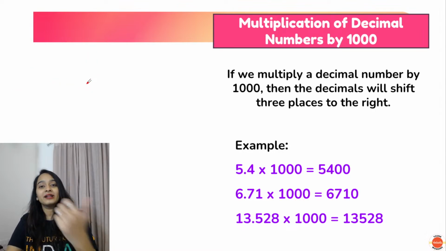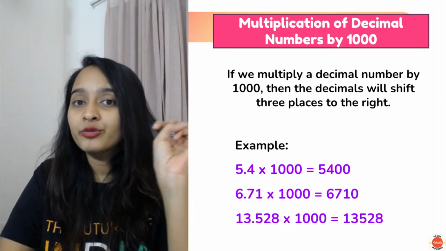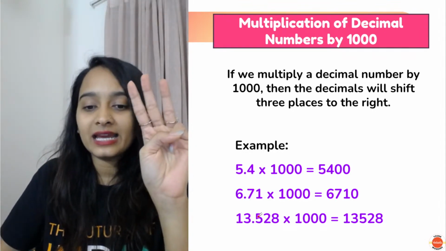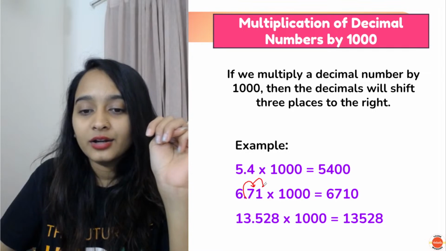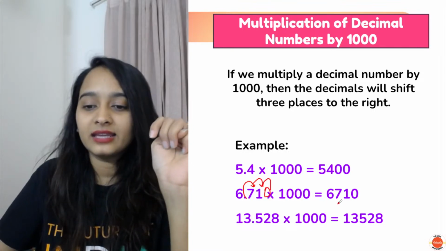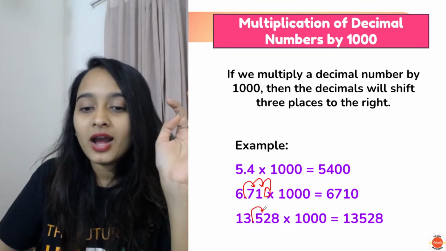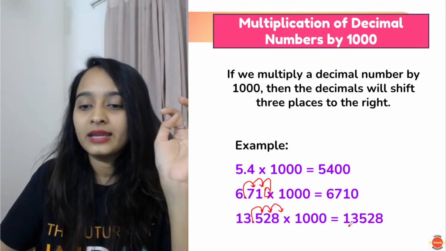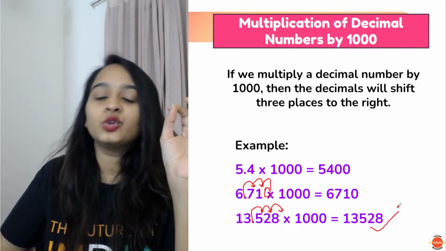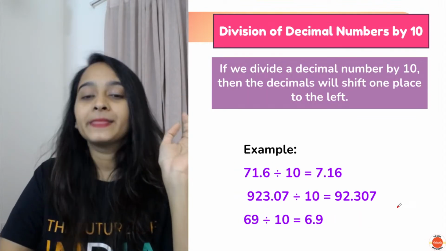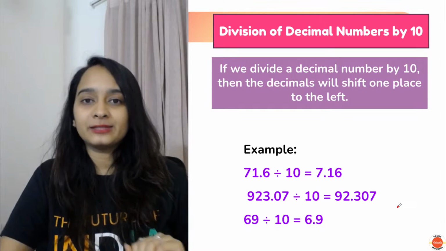70.0. If you are multiplying by thousands, you will move 3 digits towards the right side. 1, 2 and 3. So it will become 6,710. Here also 1, 2, 3. 13,528. Okay? Now division of decimals by 100.